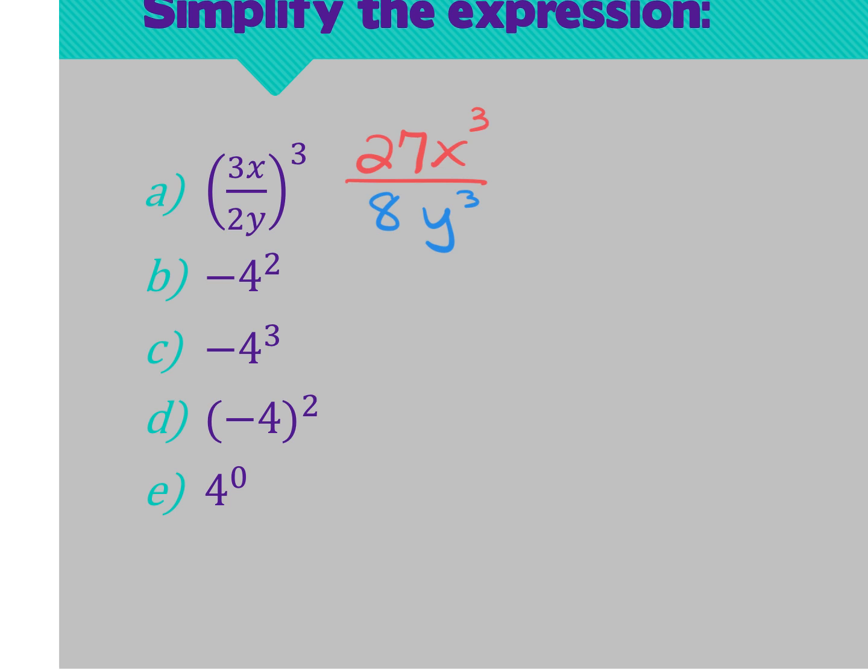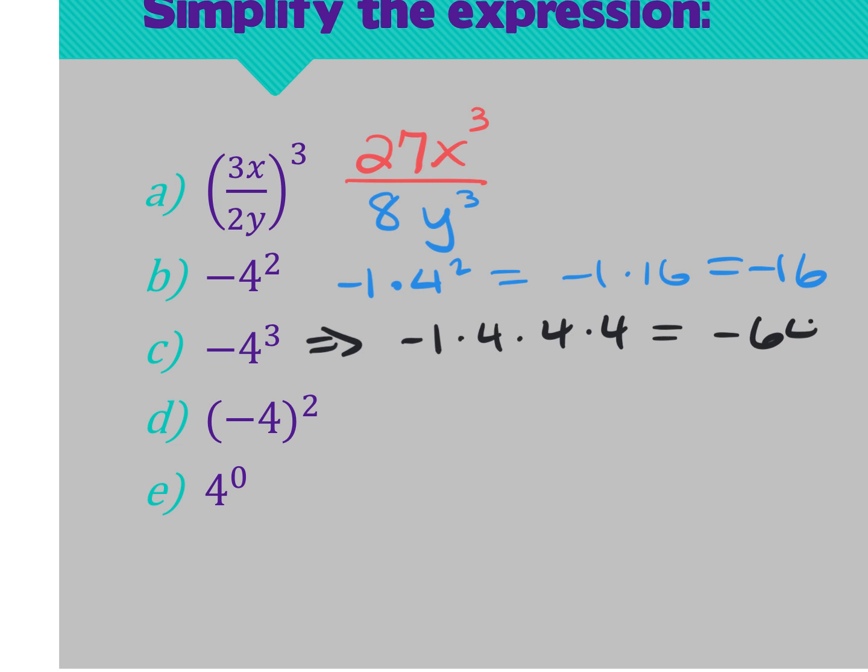Now, here again, notice this is a negative base. So again, think of this as being a negative 1 times 4 squared, which is really negative 1 times 16. And I get negative 16. Over here, if you want to think of this as negative 1 times 4 times 4 times 4 gives me negative 64. This one is really negative 4 because it's in parentheses and it's positive. And the last example is a 1.